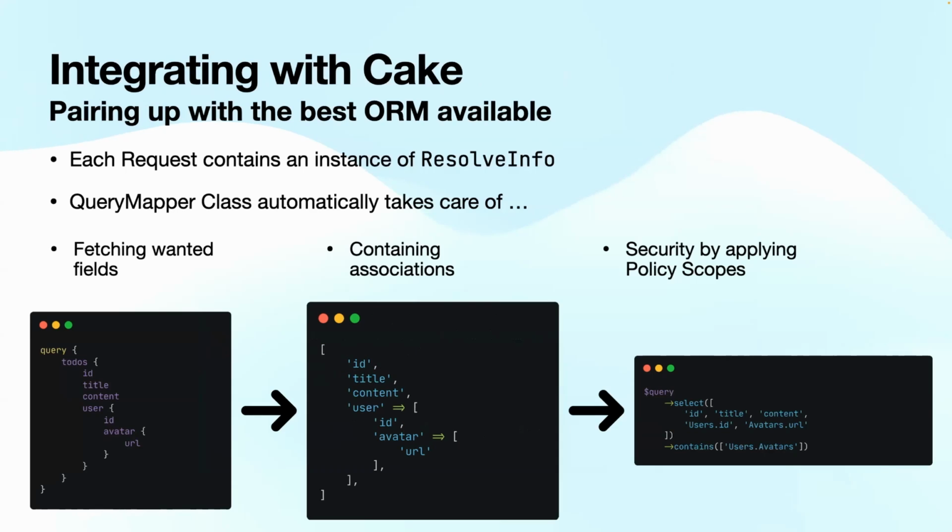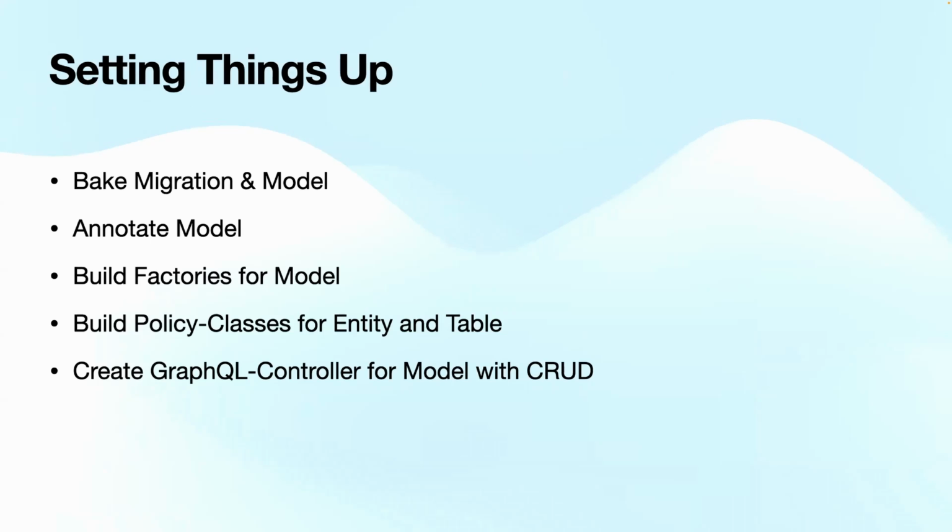Oh yeah, let me shortly skip that slide. What do you have to do to set things up with CakePHP and GraphQL? Well, first of all, you have to bake your migration and models. So you build your stuff like you normally would. You do your migration, create the tables, bake your models out. Then you go ahead and annotate the models. So you put a hashtag type on top, and then you annotate the fields which you want to be available in GraphQL. You then build factories so that you can get each model from GraphQL, so that the user has a surface that they can create the model from.